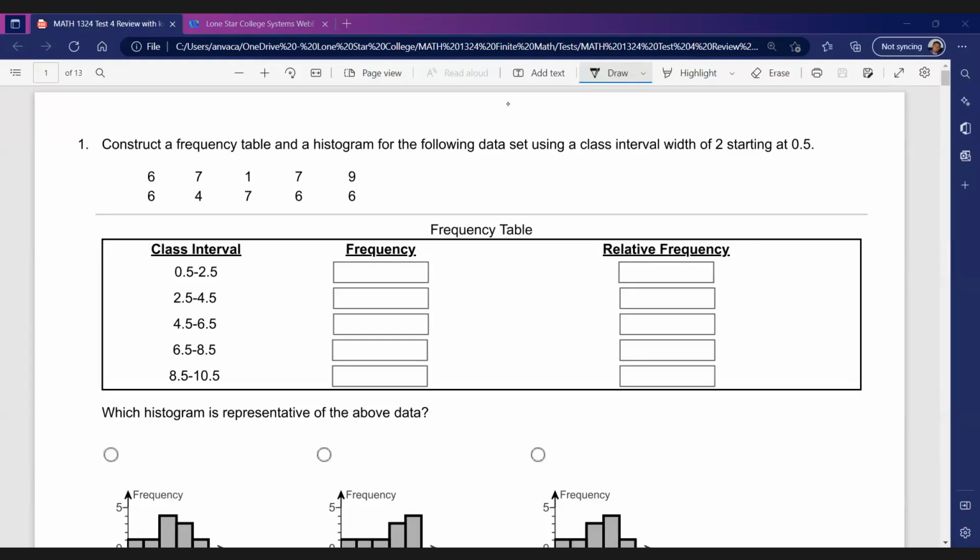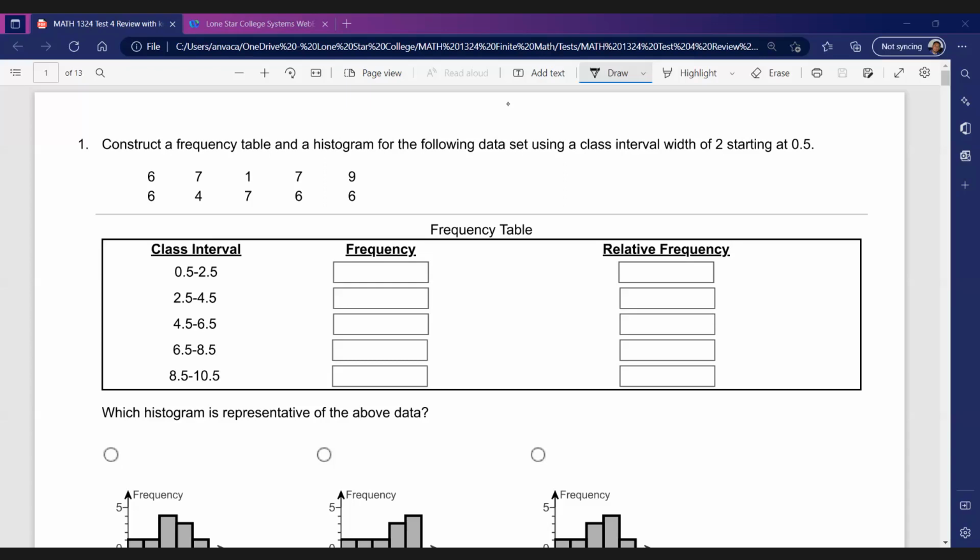Okay, so let's begin with our chapter 10 review, and let's get right into the first question. It says construct a frequency and a histogram for the following data set using a class interval width of 2 starting at 0.5. Notice that they have already given our class intervals. So what we want to do is place each one of these data values into the class intervals.